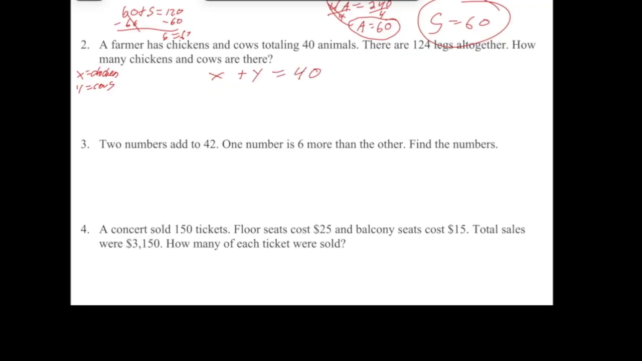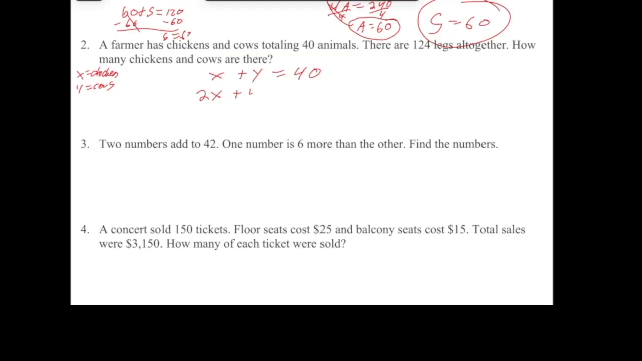All right. There are 124 legs altogether. How many chickens and cows are there? Okay. Well, let's take the chicken right now. How many legs does a chicken have? 2. Okay. And then I'm going to add to that, how many legs does a cow have?